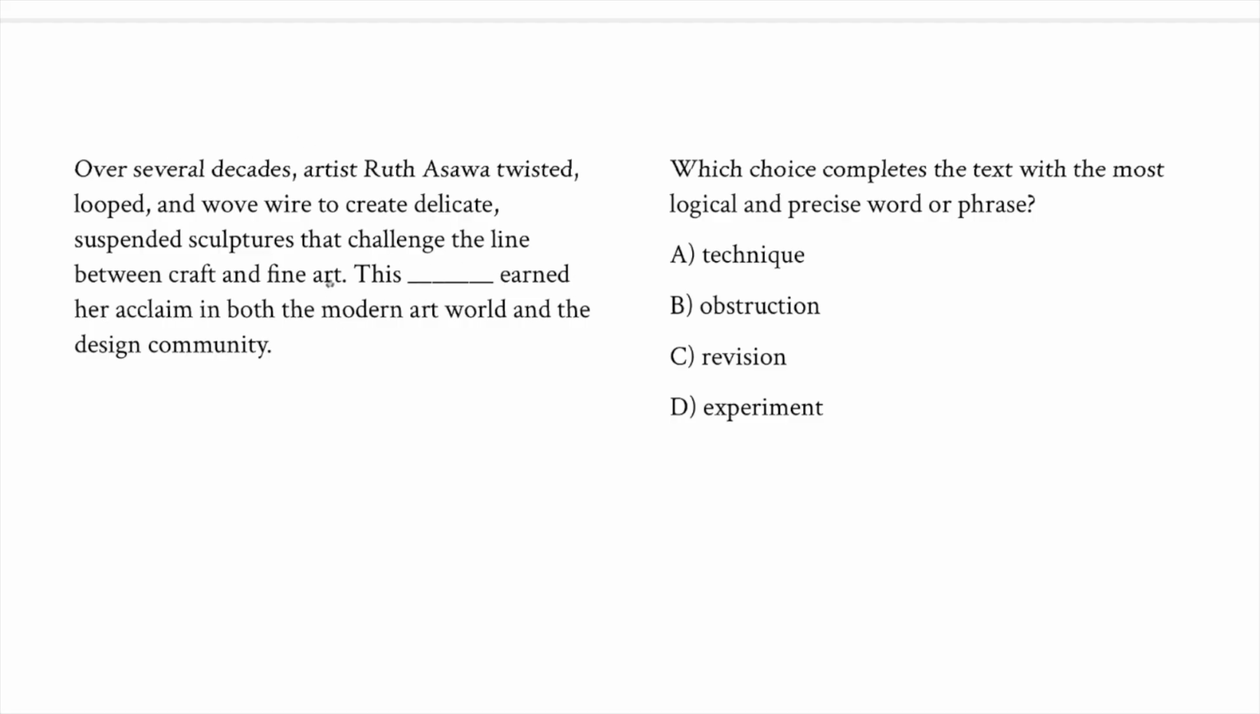So we're back to the second template where we have the blank right after the word this. So we need to look to the previous sentence for our clue. So over several decades, this artist twisted, looped, and wove wire to create delicate suspended sculptures that challenge the line between craft and fine art. This, and I'm looking out of the corner of my eye and I see that that actually is the correct answer, but it's a technique. It's a method or a set of methods that she used. And so technique. So we're referring back to that sort of collection of, is it one technique? Is it multiple techniques? A way of doing things. And so that's going to be our answer.